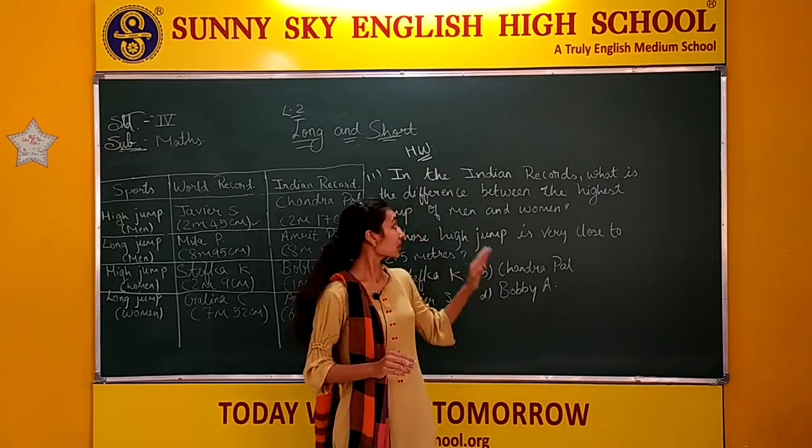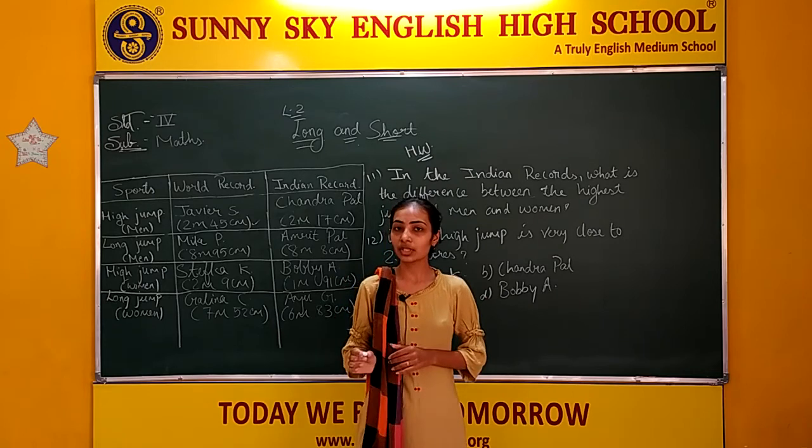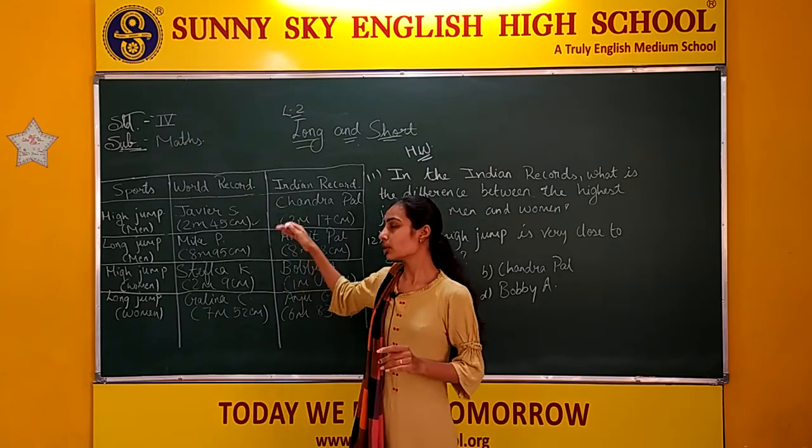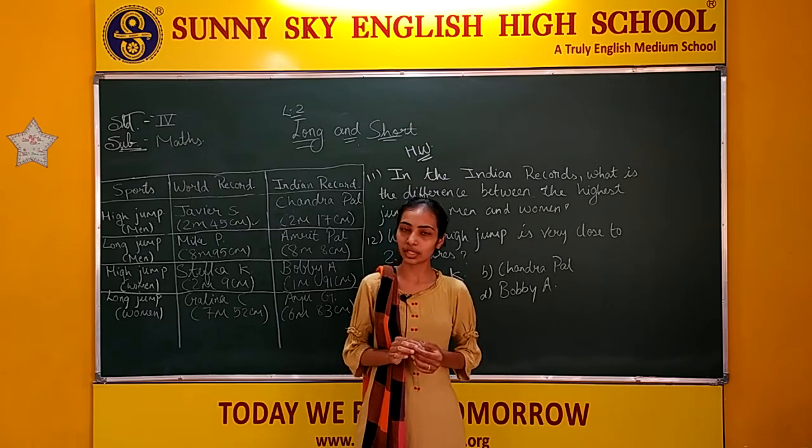Now do this 11 and 12 very neatly in your homework book and 7 to 10 in your CW, and yes, no need to draw this table again because before you already have drawn for 1 to 6. Okay, thank you.